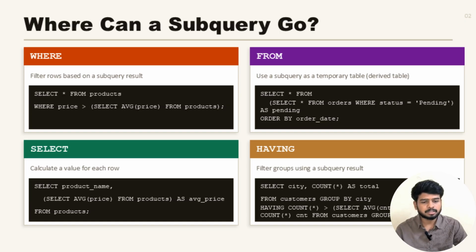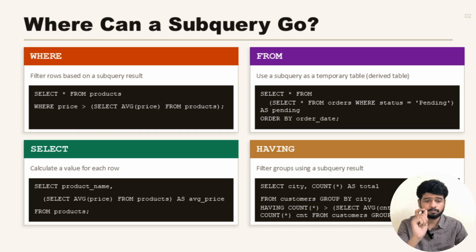The next one you can see is subquery location. There are four places where a subquery can go. Let me take you through them quickly. The first one is WHERE. It is the most common one. It filters the rows using the subquery result. The second one is SELECT. It calculates the value per row using the subquery.